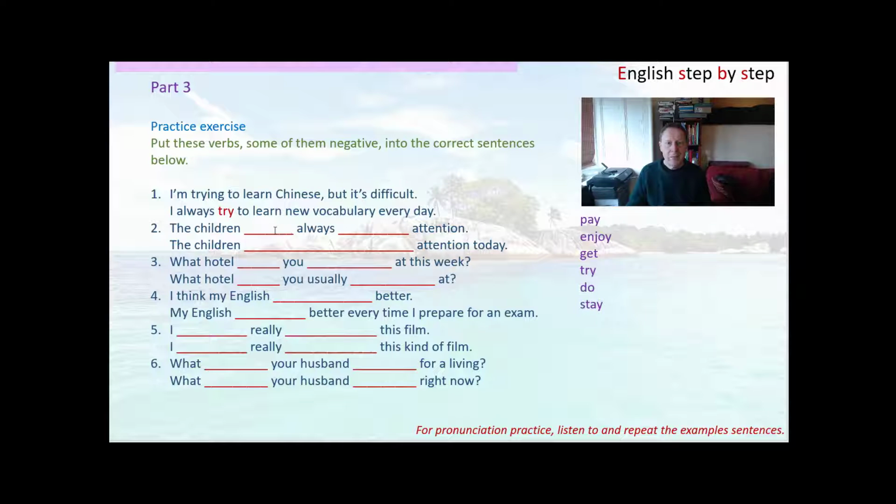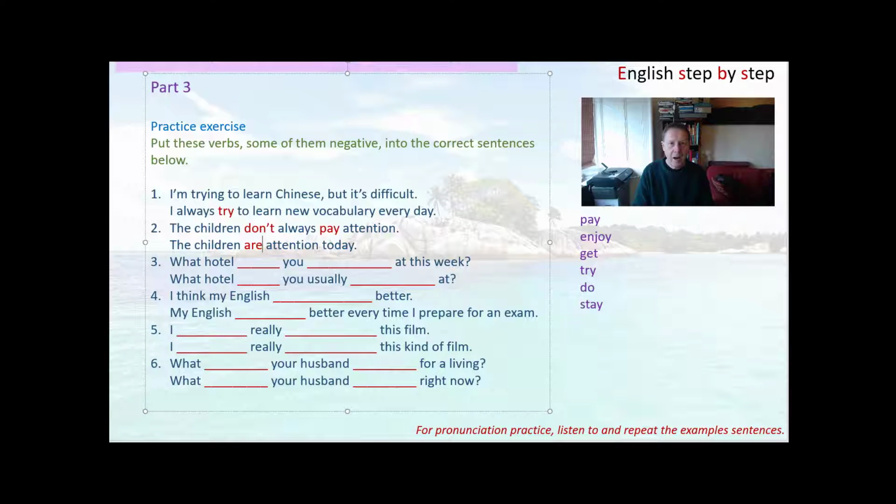And the negative for present simple with children is don't. Remember, one child doesn't, the children don't. And then we use the infinitive and the verb is pay. The children don't always pay attention. Now in the second sentence, the important word is today, because that's happening now or around now. So in this case, we need to use present continuous. So it's aren't, because it's plural. And then we have the present participle, paying.